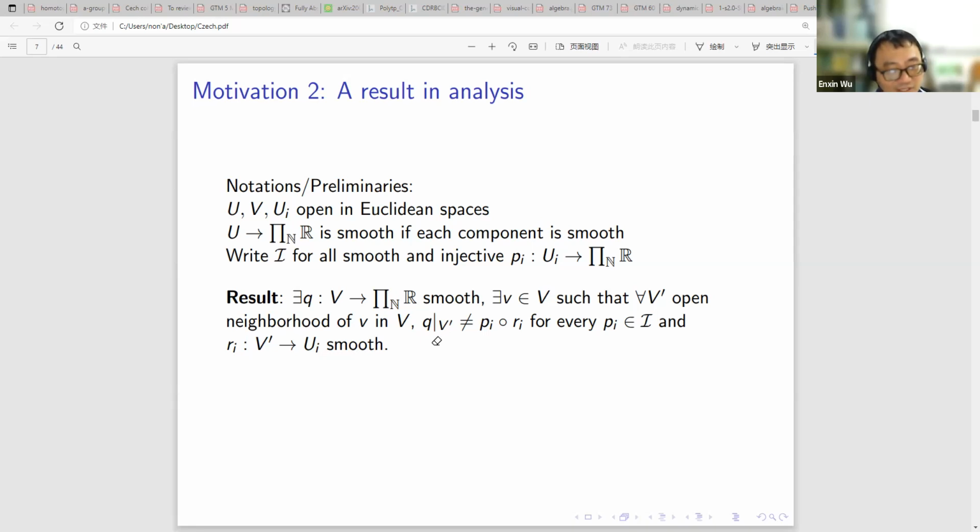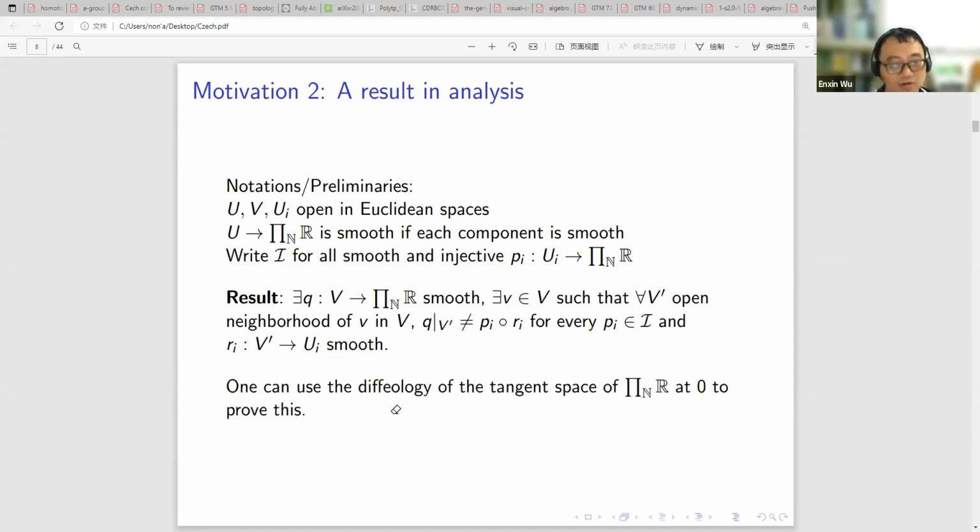So this result just says there exists such a smooth map, and there exists a point. No matter how small the neighborhood you take, you can never factor it through this map as a smooth map composed with an injective smooth map. You might say it's complicated or strange, but it actually comes from the tangent space theory. Unfortunately, because I don't have much time, especially today, I'm going to focus more on the vector space thing.